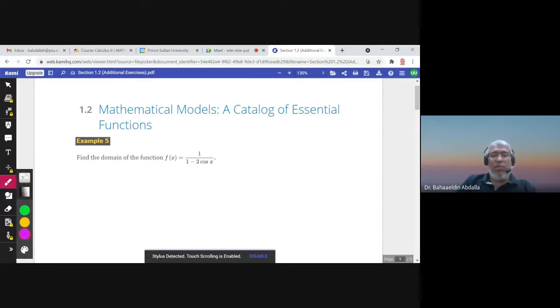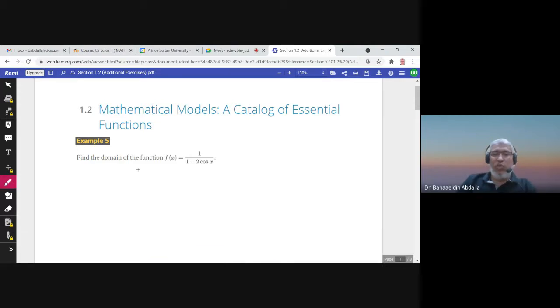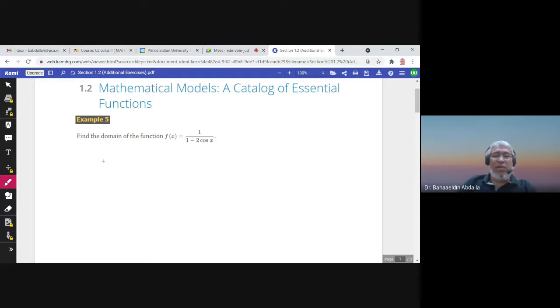These are some exercises about section 1.2, Mathematical Models, a catalog of essential functions. I will solve first example 5 in the book. Find the domain of this function.